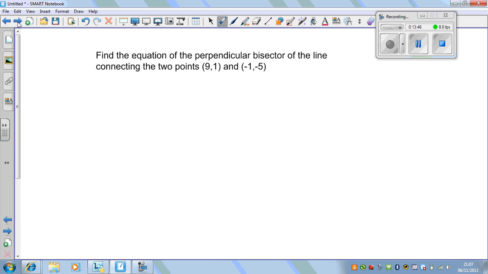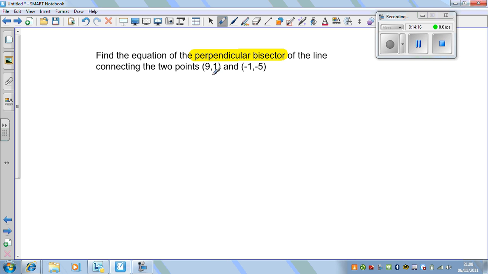But moving swiftly on, the next one is more of a section B kind of question. Find the equation of the perpendicular bisector. Try saying that after a couple of pints. Of the line connecting the 2 points (1, 9) and (1, 5). Beautiful question, because it's a very simple question, but loads of maths to do.